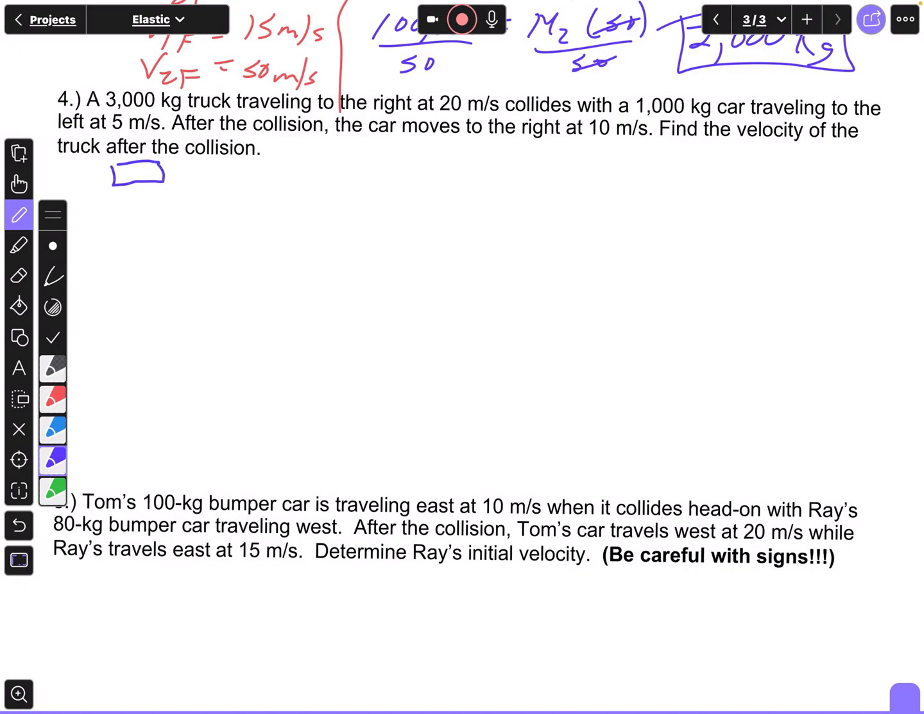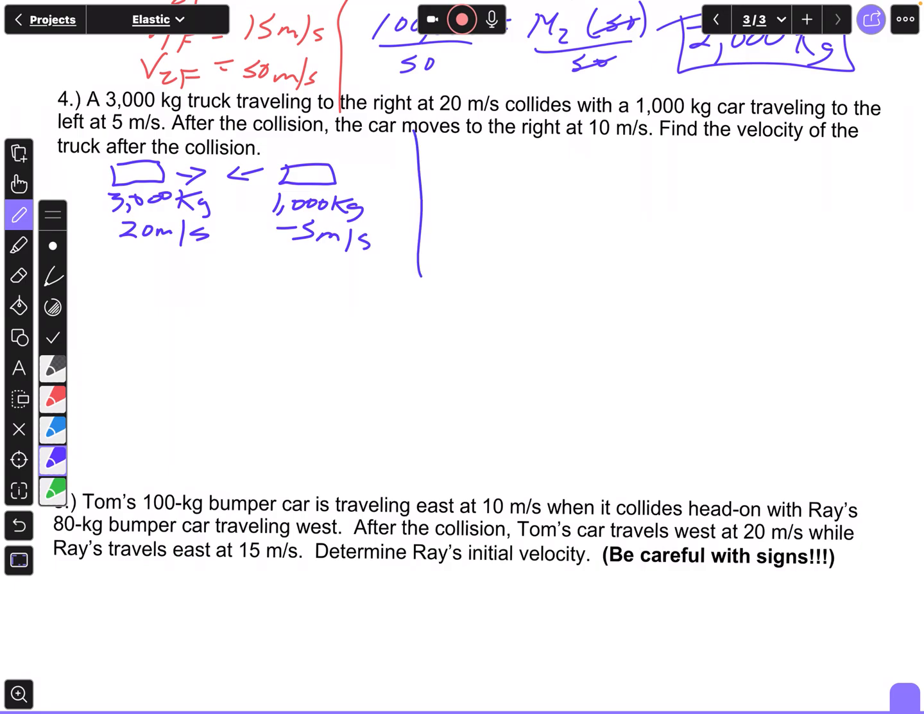And we're saying M1 is 3,000 kilograms, and it's traveling to the right at 20 meters per second, so its velocity is positive 20 meters per second as it's moving this way. And it collides with a 1,000 kilogram car traveling to the left. So we have a car traveling to the left, it is 1,000 kilograms. If it's traveling to the left at 5 meters per second, that's going to be negative 5 meters per second.